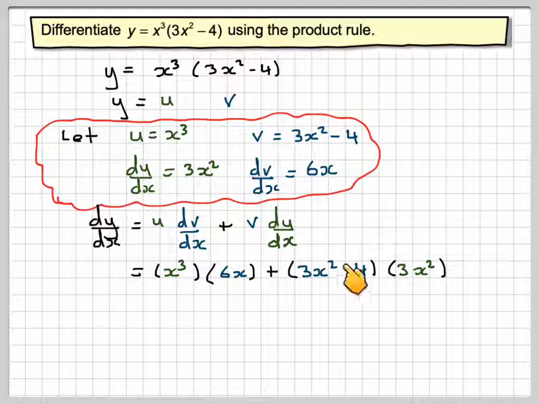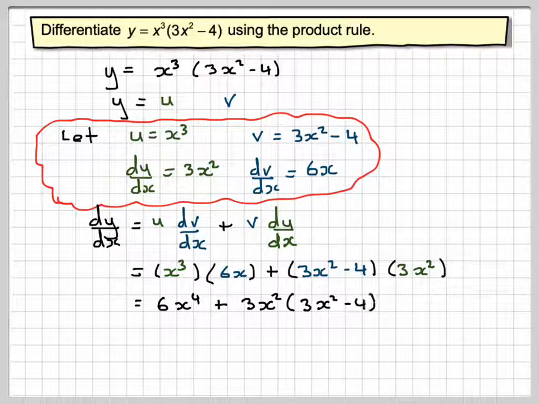Right, I'm just going to rewrite this slowly. Now note clearly how I'm going to rewrite this. This is going to be 6x to the 4. And this will be 3x squared times 3x squared minus 4.